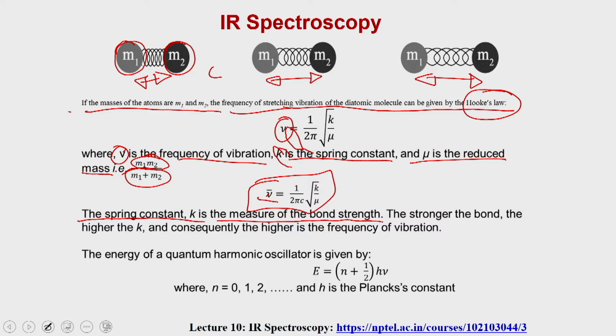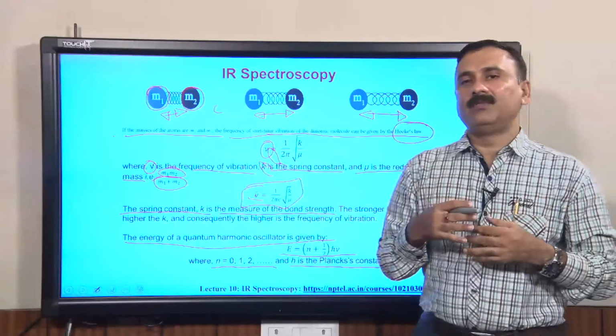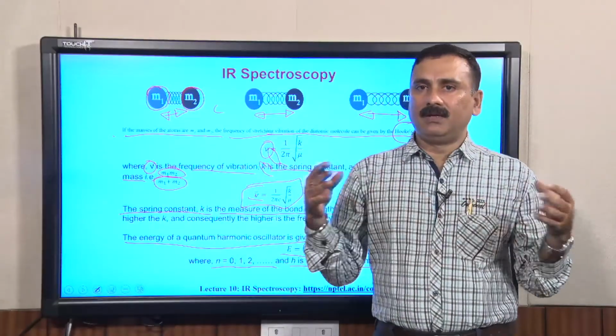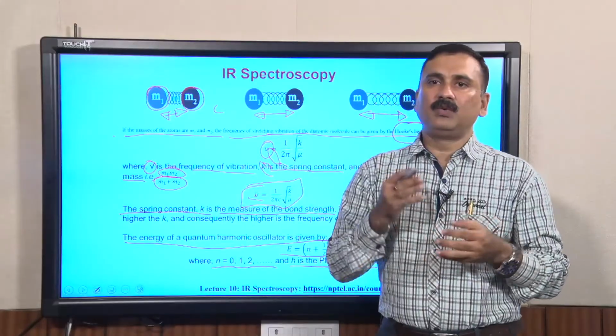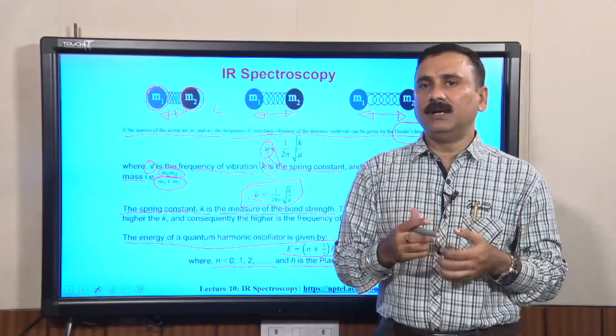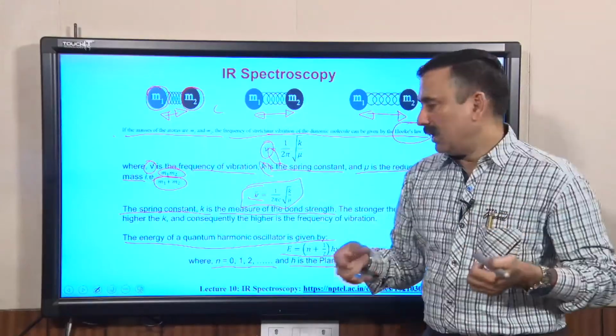And if you would like to calculate the energy which is associated with this particular type of motion, you can calculate the energy by using this formula. E is equal to (n plus half) multiplied by hν, where n is 0, 1, 2 and h is the Planck constant. So with this Hooke's law, you can calculate the vibrational frequency, as well as the energy associated with the vibration of this particular molecule.